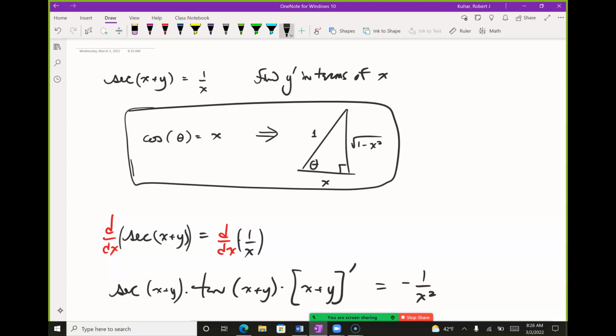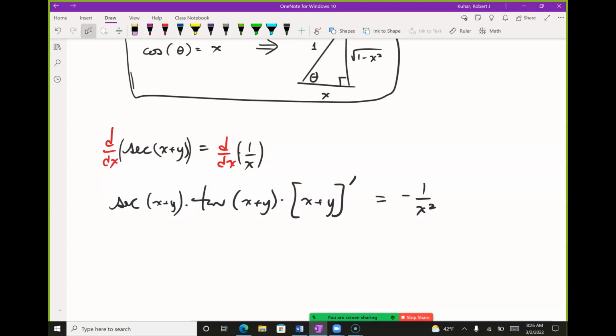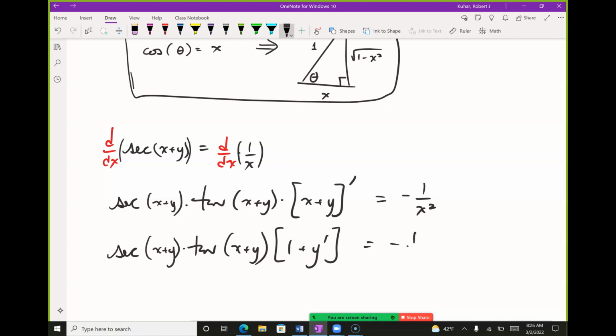Anybody want to see that shortcut power rule? Nice. I still have to take my derivative of x plus y, which is 1 plus y prime, right? Hopefully everyone is okay with that. I could have done it in one step, but I'm trying to take my time here today. So I get 1 plus y prime equals negative 1 over x squared.